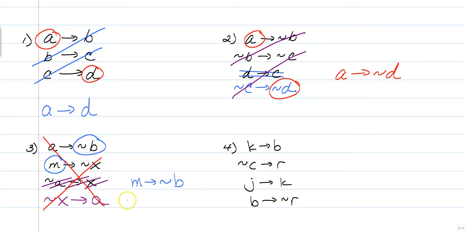Now I want to let you know that if you switched yours a different way and came up with B implies not M, you are also correct. Because remember, the contrapositive is going to be true if the conditional is true. So again, pause the video and try number 4, and that'll be our last example.